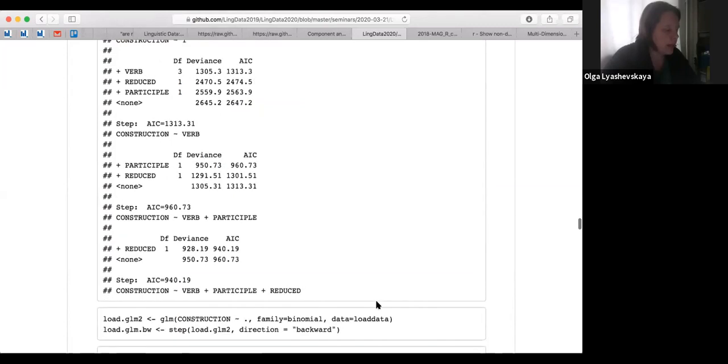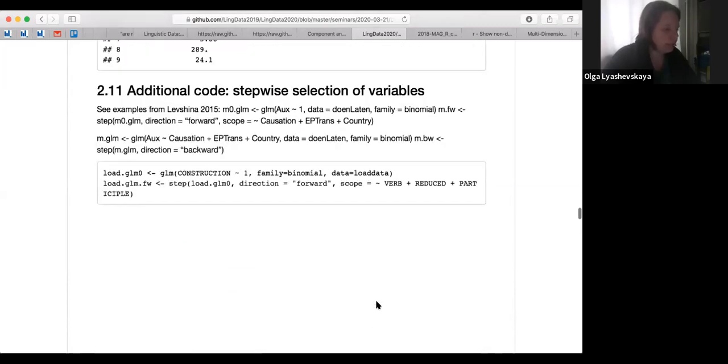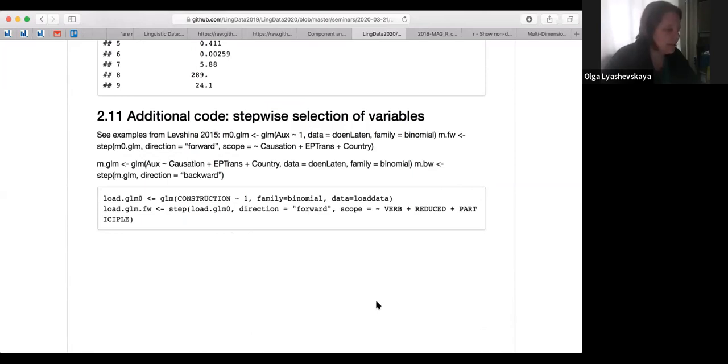Let me just remind you the data we discussed, because it was many years before, it was already in this social distancing time, but still it was in the middle of March. So we have data on the use of certain constructions, and we had a number of predictors that could probably predict the choice between two types of construction.